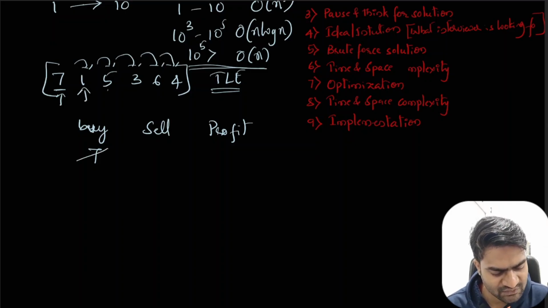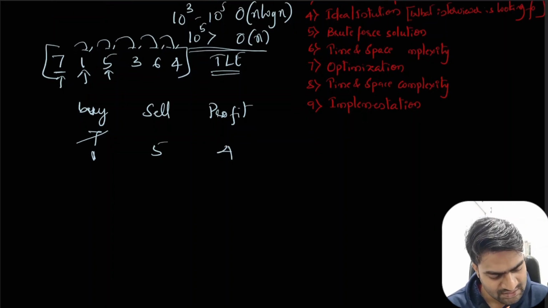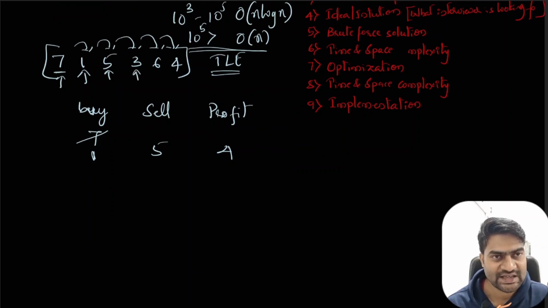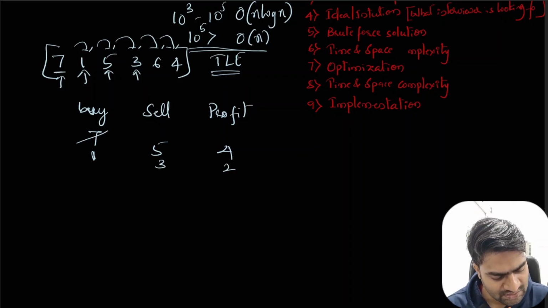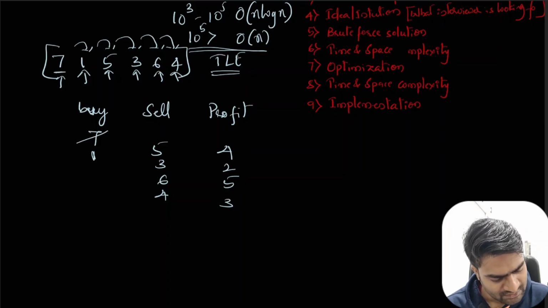Now what I will do, I will check for 1. So if I buy it for 1, then if I sell it for 5, then what will be my profit? Profit will be 4. Okay. So at this point, this is the maximum. Now let us see. I have bought it for 1, then I will try to sell it for 3. So if I sell it for 3, my profit will be 2. Okay. So next I will try to sell it for 6. Then my profit will be 5. I will sell it for 4. Then my profit will be 3. Okay. So with that, now this is for 1.